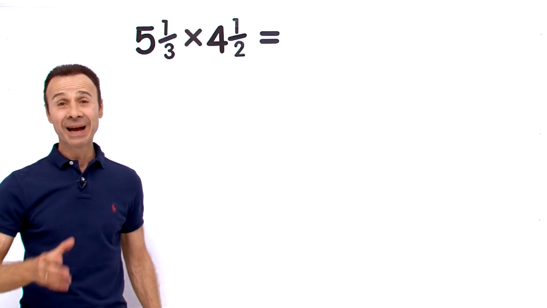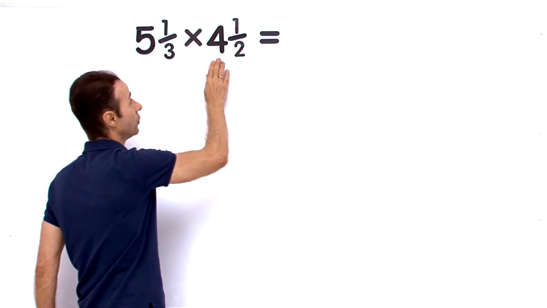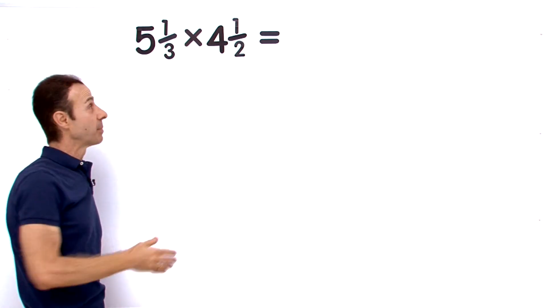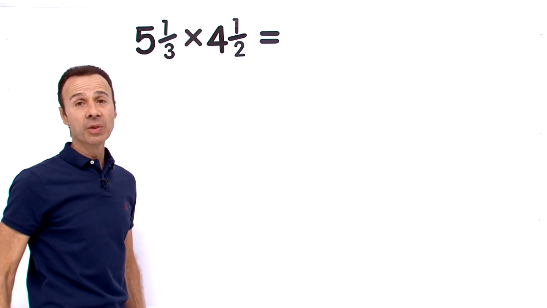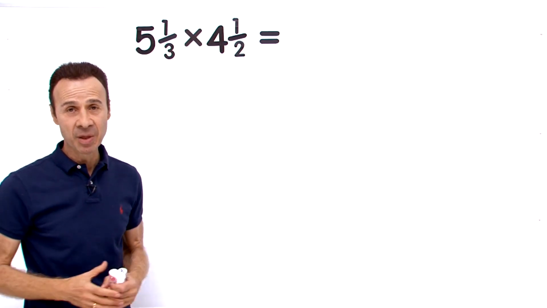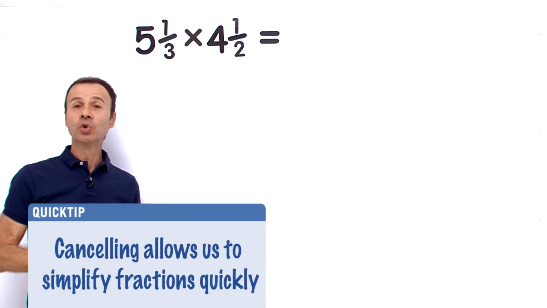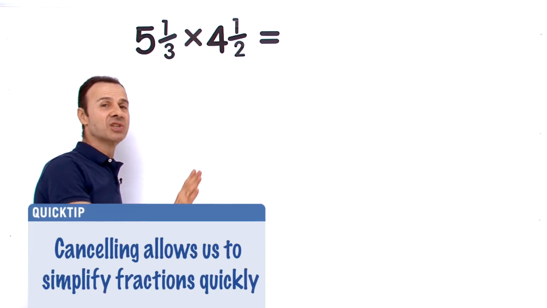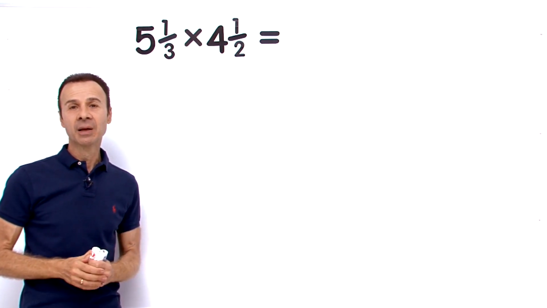Okay, let's multiply a couple of mixed numbers. We have a mixed number 5 1/3 times 4 1/2. It's a mixed number because it's a combination of a whole number, 5, with a fraction, 1/3. So we're going to use the cancelling method, which is a great method where we cancel diagonally, top and bottom, in order to simplify before we actually get to the answer. It's a quick way. It's another way of multiplying fractions.